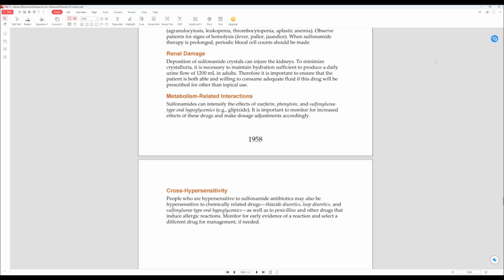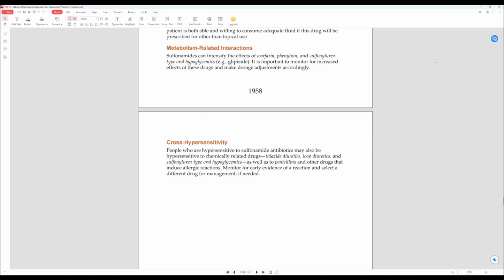Renal damage. Deposition of sulfonamide crystals can injure the kidneys. To minimize crystalluria, it is necessary to maintain hydration sufficient to produce a daily urine flow of a minimum of 1200 mL in adults. Therefore, it's important to ensure that the patient is both able and willing to consume adequate fluid if the drug will be prescribed for other than topical use. Metabolism-related interactions. Sulfonamides can intensify the effects of Coumadin, Dilantin, and glipizide, so it's important to monitor for increased effects of these drugs and make dosage adjustments accordingly.